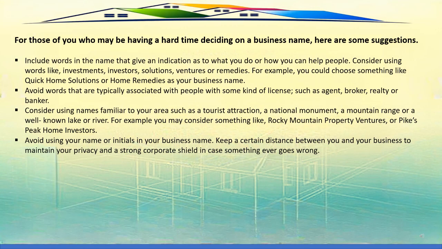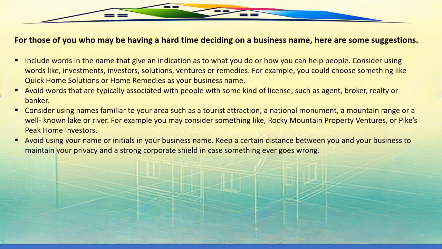For those of you who may be having a hard time deciding on a business name, here are some suggestions. Include words in the name that give an indication as to what you do or how you can help people. Consider using words like investments, investors, solutions, ventures, or remedies. For example, you could choose something like Quick Home Solutions or Home Remedies as your business name. Avoid words that are typically associated with people with some kind of license, such as agent, broker, realty, or banker.